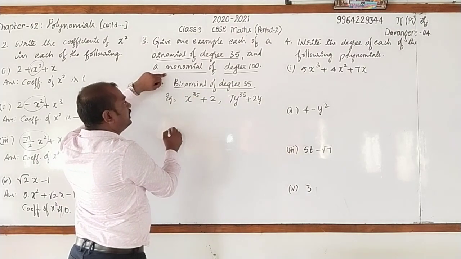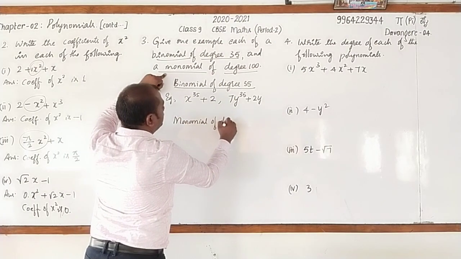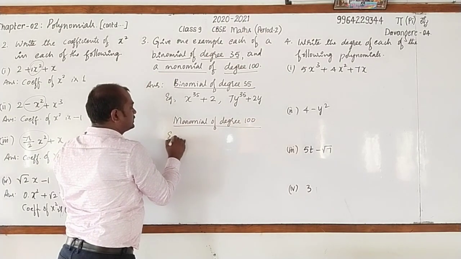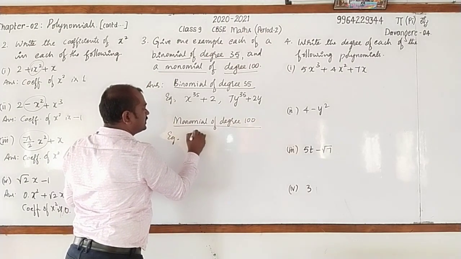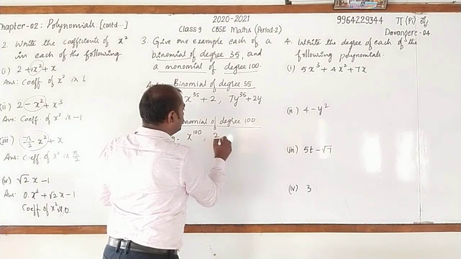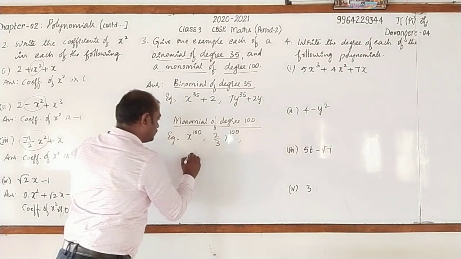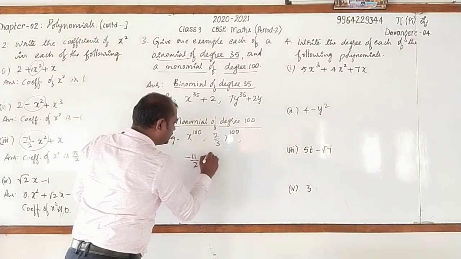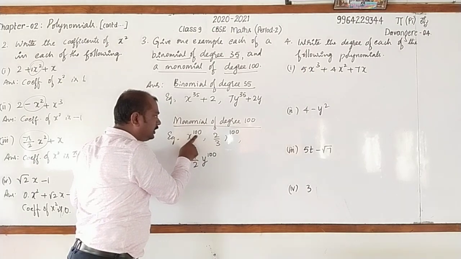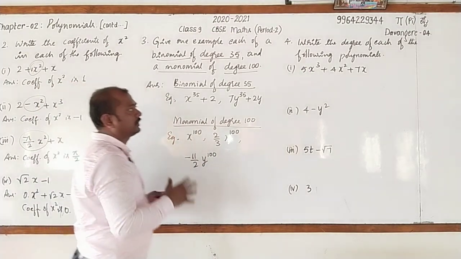A monomial of degree 100. Monomial of degree 100. Here, example: I'll write x raised to the power 100. One example. Then 2 by 3 x raised to the power 100. Now minus 11 by 2 y raised to the power 100. See that these are all monomials with degree 100. Clear? Only a single term is there.